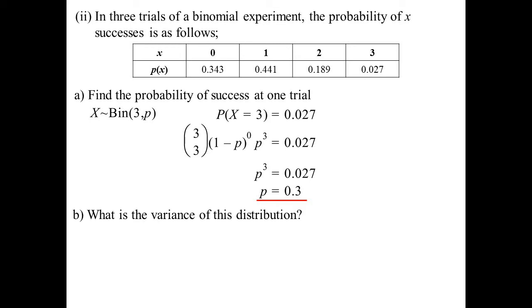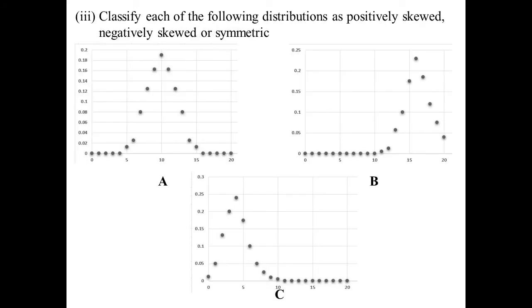So what would be the variance then? Well, now I just substitute into that formula. Remember, we don't have to derive it. The formula for variance of a binomial distribution is np(1 minus p). 3 times 0.3 times 0.7, 0.63. All right, let's have a look at some graphs.